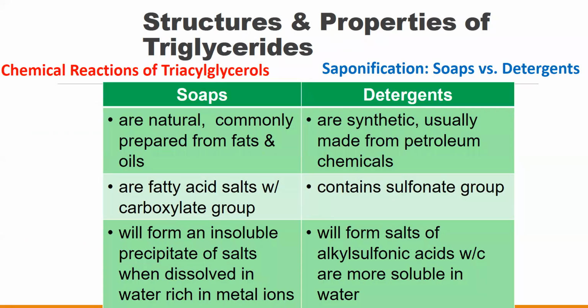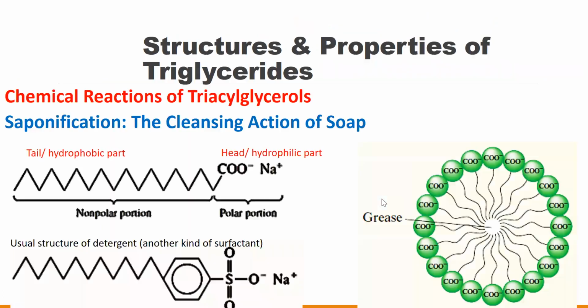The differences between soaps and detergents are, one, soaps are natural, commonly prepared from fats and oils. Detergents, like the second structure I showed earlier, are usually made from petroleum chemicals. Soaps are prepared from fatty acid salts with carboxylic groups. You can see this in the structure: you have COO minus, which is your polar end, and the tail. But detergents contain sulfonate groups. This is your sulfonate group, and here is your carboxylate, COO minus.